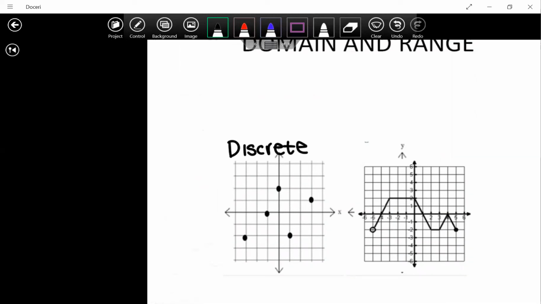And then we have the one to the right, which looks funny, but if I can draw it without picking up my pencil, it's continuous. Continuous. I hope I spelled that right, and I apologize if I got it wrong. Okay, we're going to go ahead and do these.